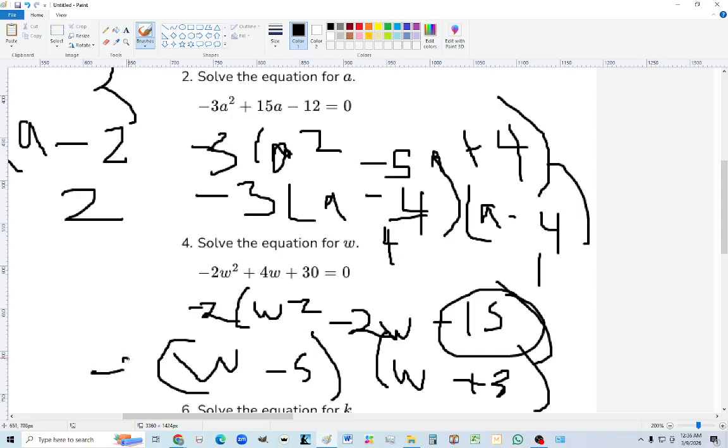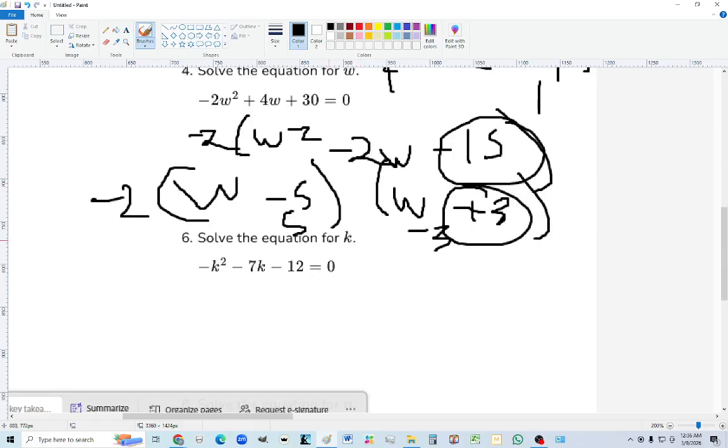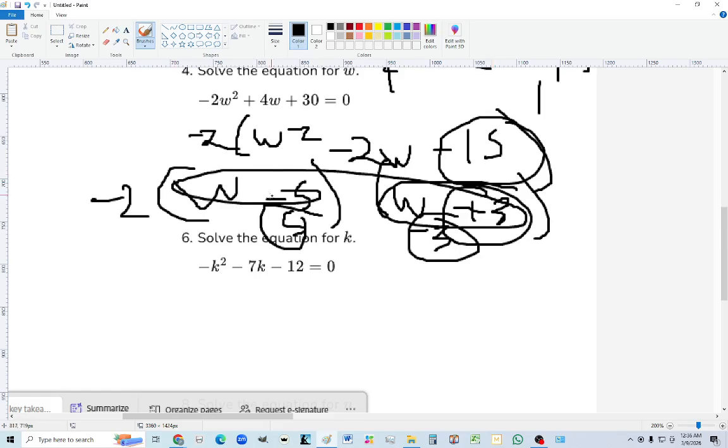With the minus 2 in front, the minus 2 doesn't matter to the solution. The solution is 5, the opposite of that, and minus 3, the opposite of that. These are the roots that the quadratic function would kick out. These are the factors that factoring kicks out.